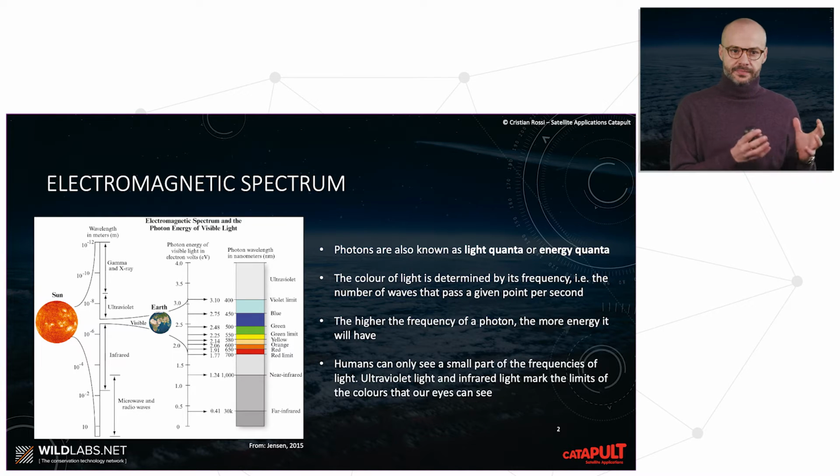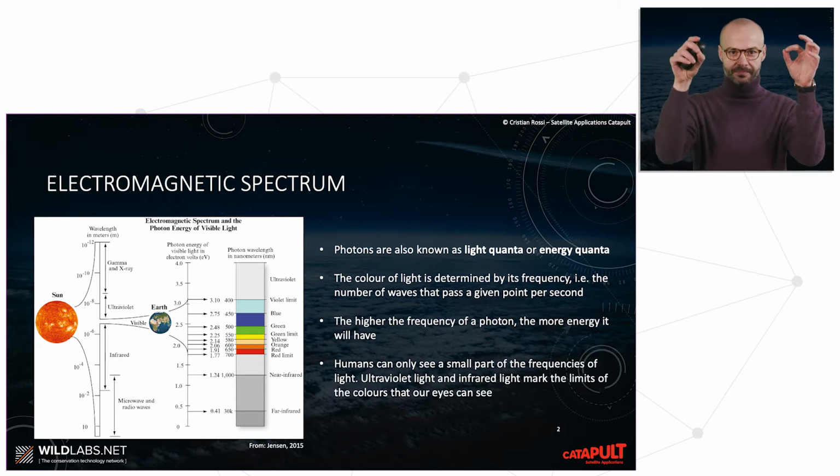So we've got the sun. The sun is transmitting energy in the form of light. And light is composed of photons, which are also known as light quanta or energy quanta. Those photons have a particular physical property, which is called wavelength. Photons travel in a vacuum in a sinusoidal form, and the wavelength is the distance between two peaks.